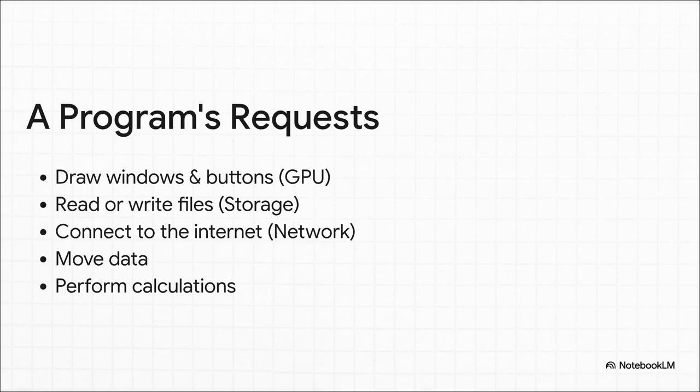The program is constantly sending out little requests. They're called system calls. It's basically saying, hey OS, I need you to draw a button here, and the OS tells the graphics hardware to do it. Or hey, I need to save this document, and the OS handles the storage drive. It's this constant back and forth. The program asks, and the OS coordinates all the other parts of the computer to make it happen.